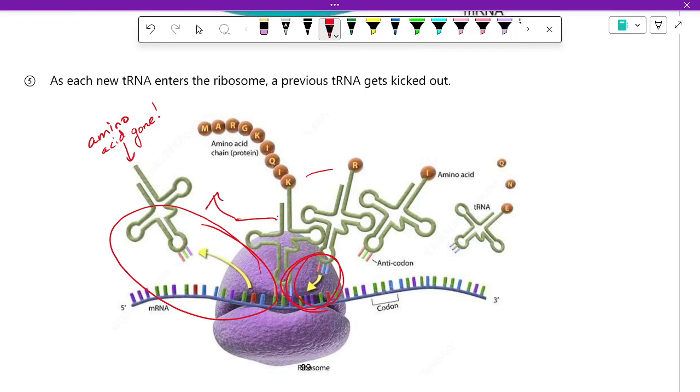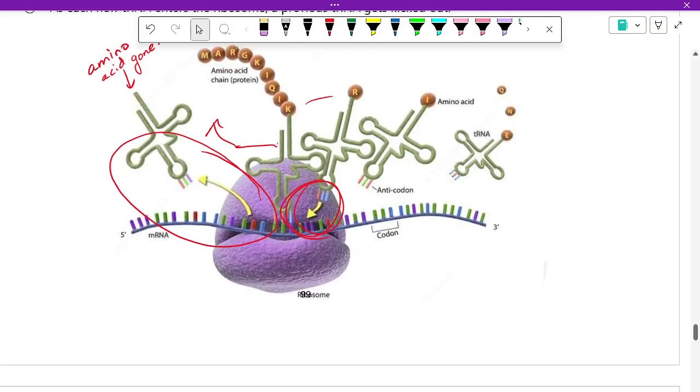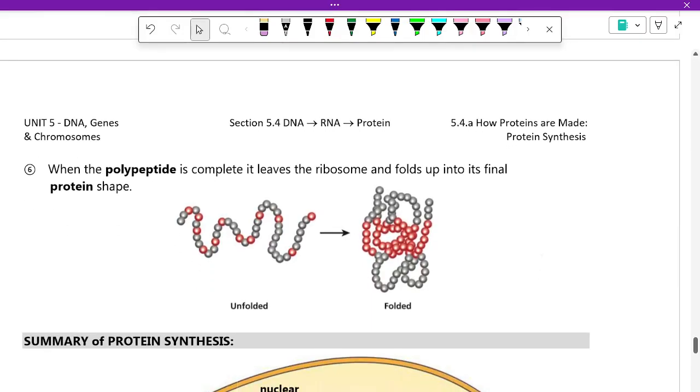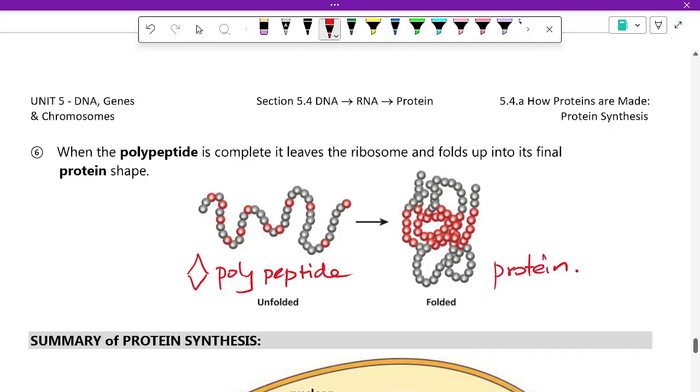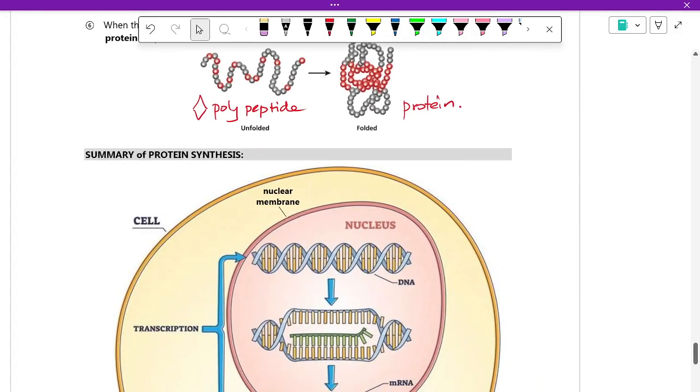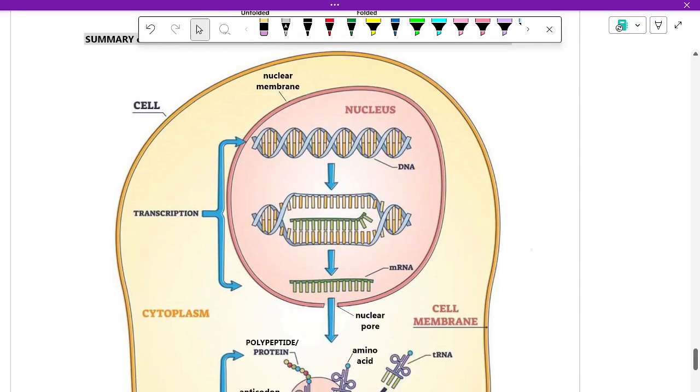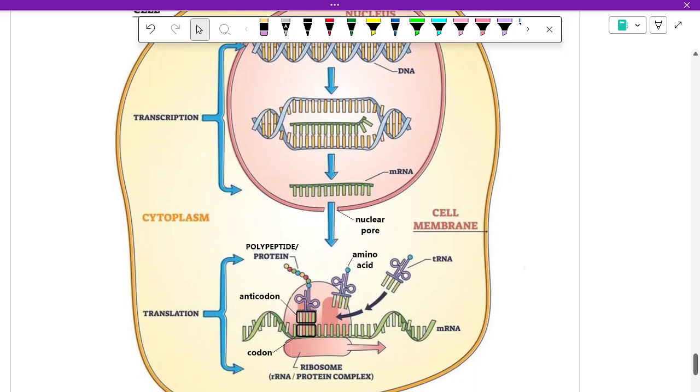Did that help to make translation more understandable? Good. I went looking for pictures. So anyway, this is called the polypeptide, unfolded. And then folded up, it is the protein. And then finally, we just have a little summary here. It shows the nucleus, it shows the transcription, and it shows the translation.